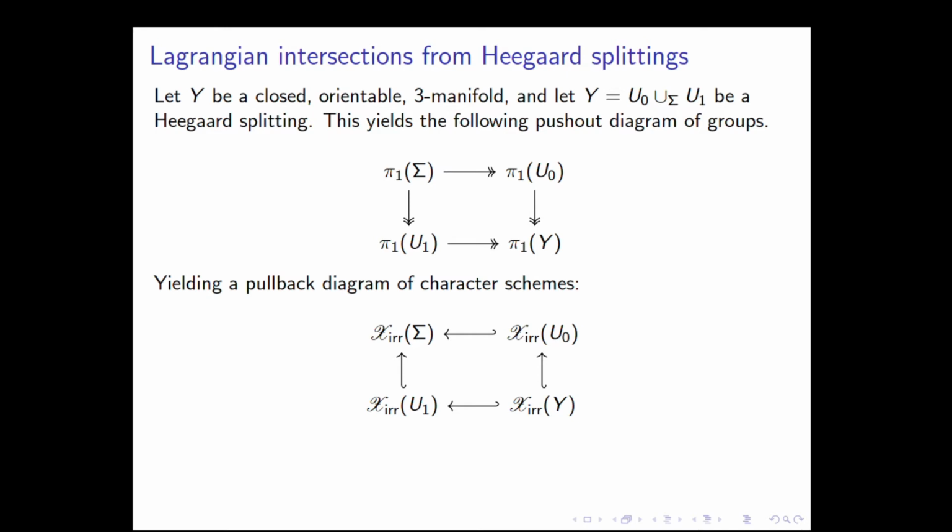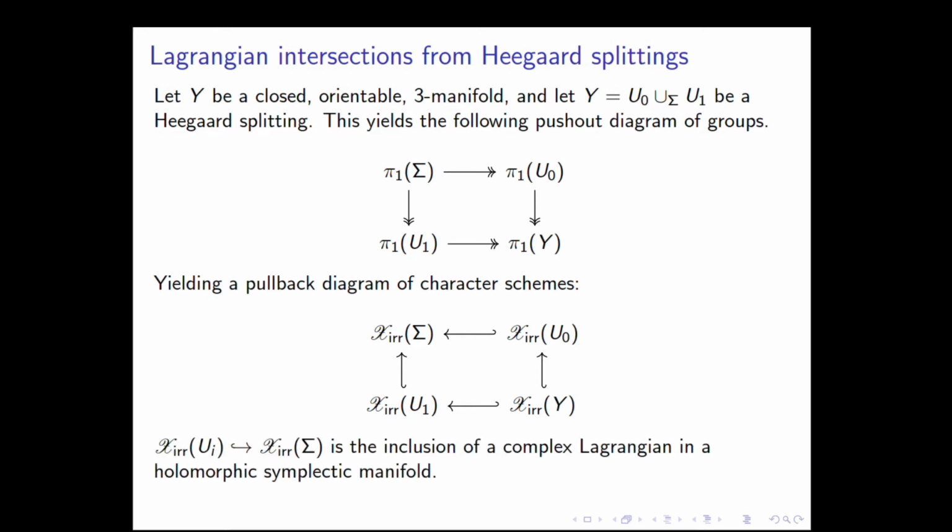And in fact, the character schemes here have a lot more structure than just being schemes. It turns out that the character scheme of irreducibles for a compact surface sigma is actually a holomorphic symplectic manifold, by which I mean a complex manifold with a complex valued symplectic form. So in particular, it is even complex dimensional. And the character varieties of the handlebodies then include into this holomorphic symplectic manifold as complex Lagrangians. So that means that the character variety of our three-manifold Y is thereby viewed as a Lagrangian intersection. So now what we're going to do is define an algebraic invariant associated to complex Lagrangian intersections, and we'll use that to define our three-manifold invariant.